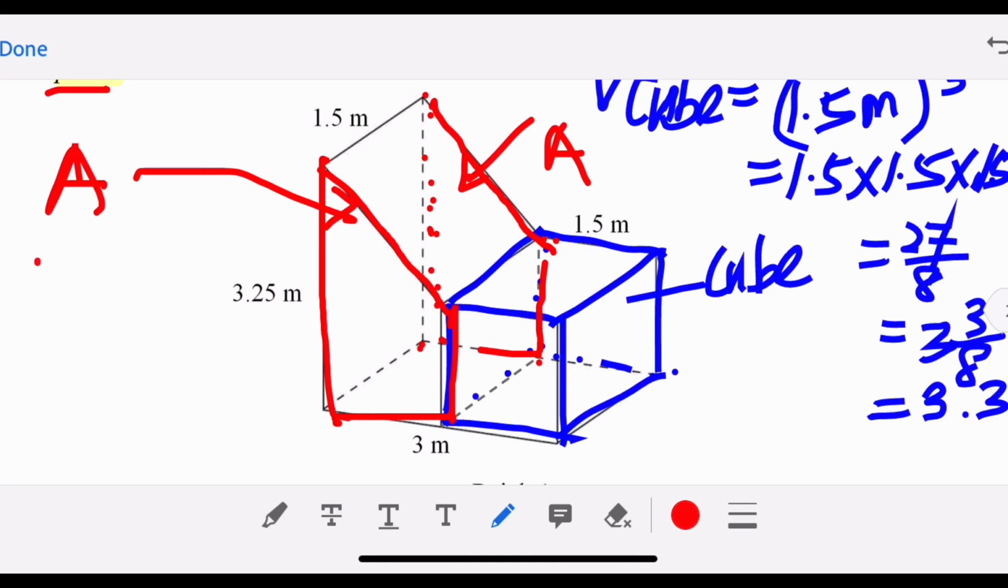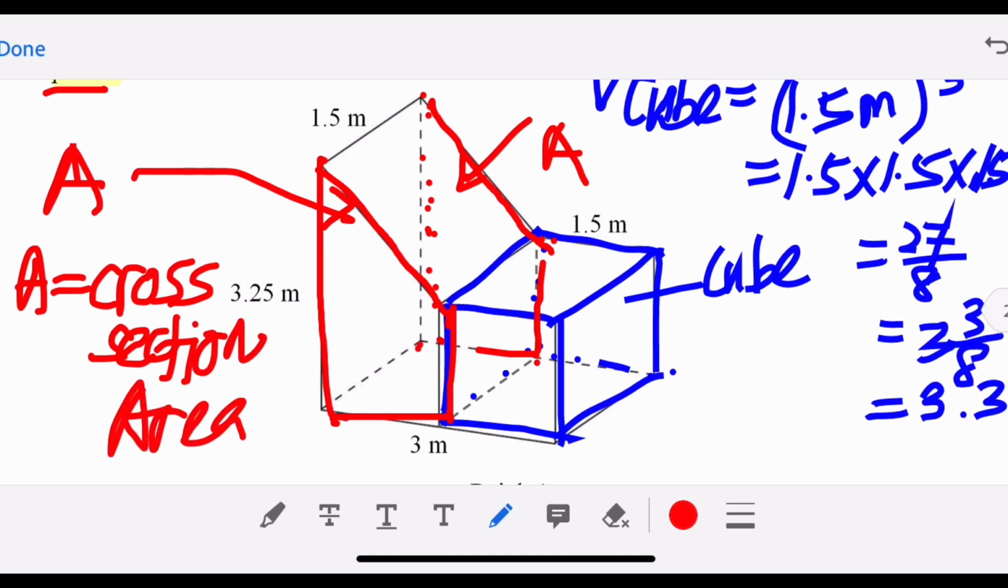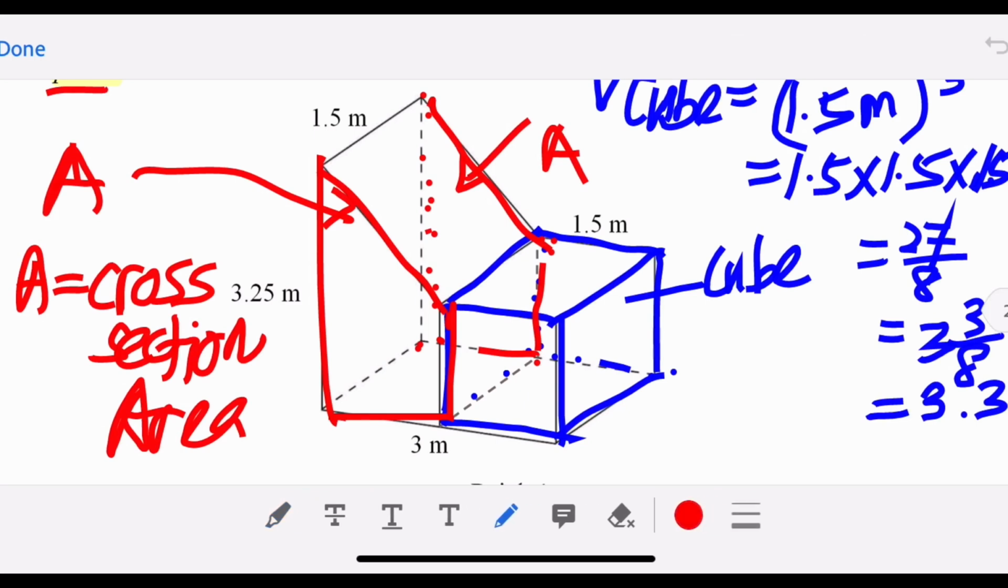Okay, so these two faces, the ones that I highlight in red color and label as A, are the so-called cross section area, because only these two faces are identical, or what we call a uniform cross section area, right? So now we are going to calculate the volume for the prism.